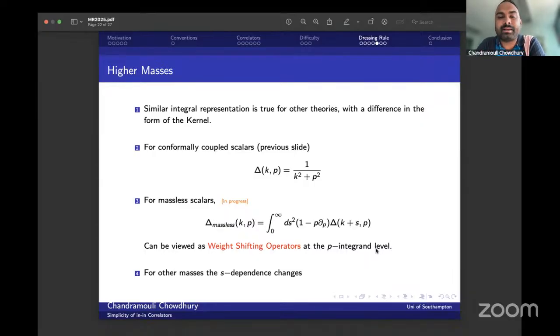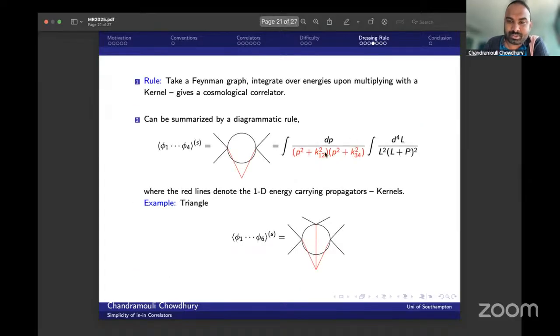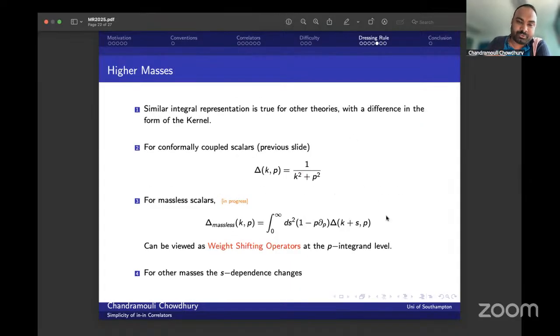Although everything that I wrote in the previous slide was for some very simple theories in de Sitter, with what I call conformally coupled scalars, a lot of this generalizes to scalars with higher masses. For instance, you can have massless scalars in de Sitter, and the point is you take the same kind of dressing factor. By dressing factor, I simply mean these kernels, and you just make a shift. You shift this and apply some differential operator, and this gives you the kernels that you need to use for higher masses. Okay, very good.